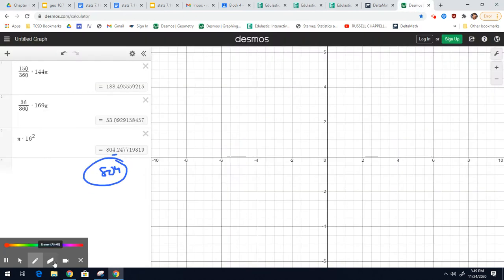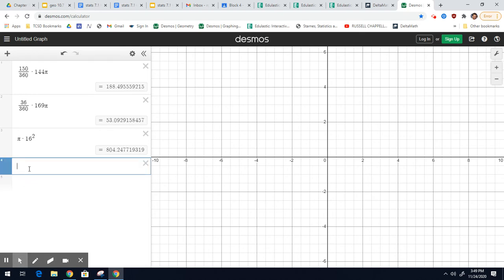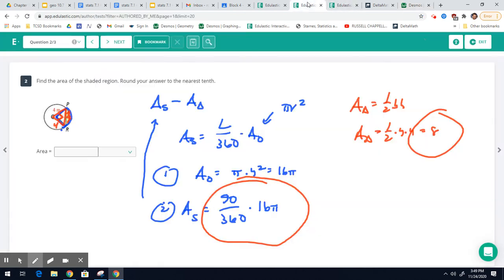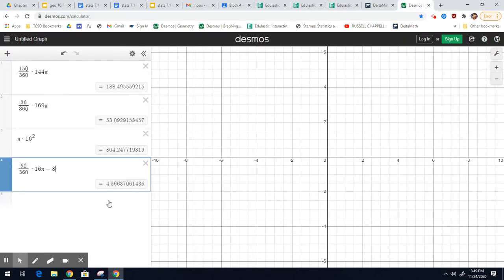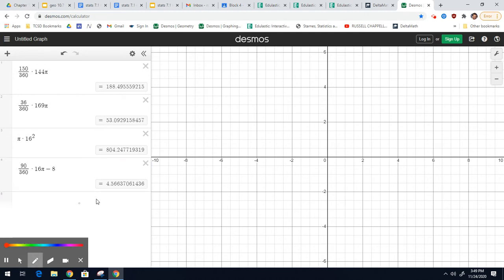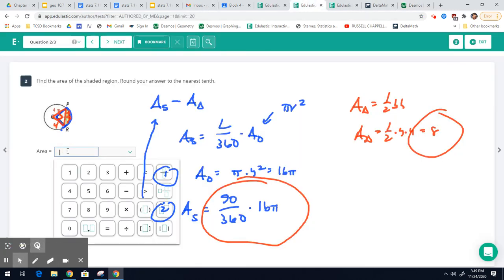Okay, so I took a picture. Let's come here. So we are doing 90 out of 360 times 16 pi minus 8. And there we go. I think it says round to the nearest tenth. Yeah, to the nearest tenth. So that area is 4.56. The 6 rounds the 5 up to a 6. 4.6, and that's going to be meters squared.